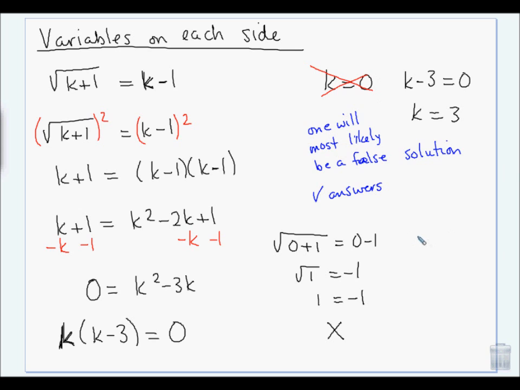So then I'll try 3, and I get the square root of 3 plus 1 is equal to 3 minus 1. So I get the square root of 4 is equal to 2, so 2 is equal to 2. This is true. So this is a solution. Let's try the square root of t plus 5 is equal to t plus 3.